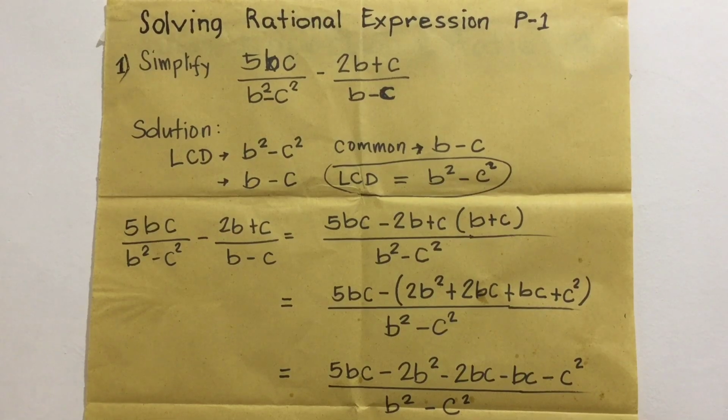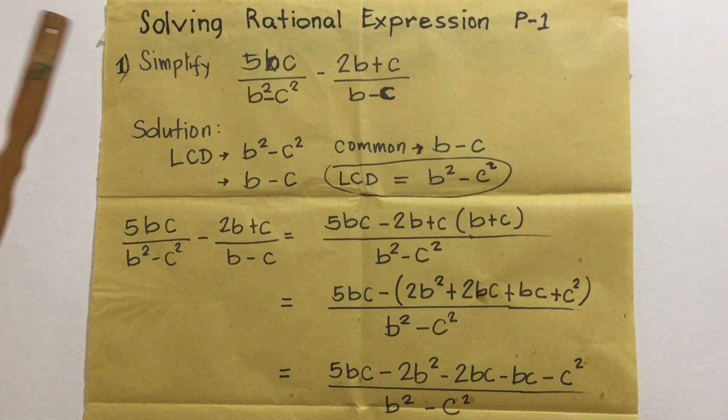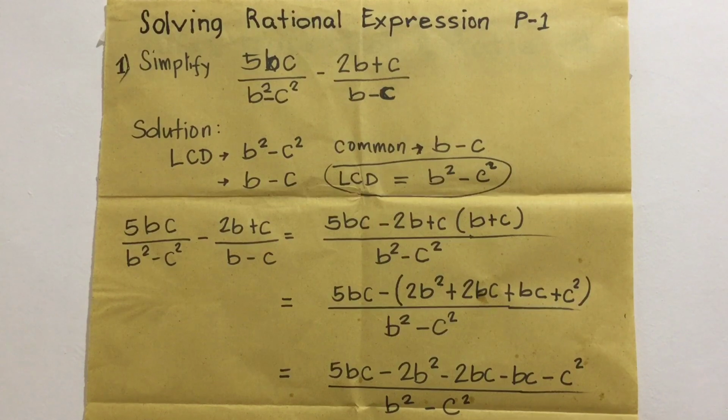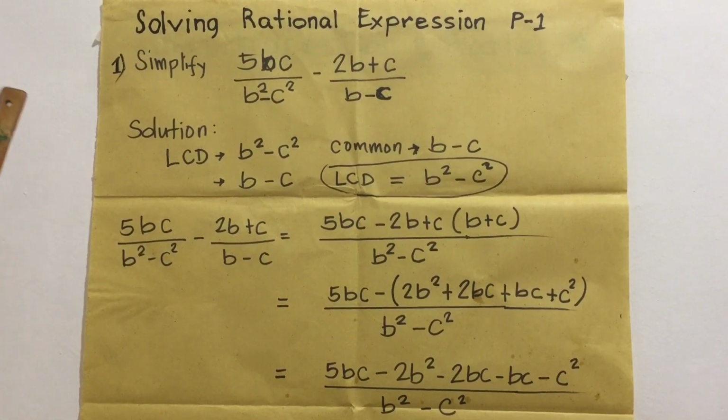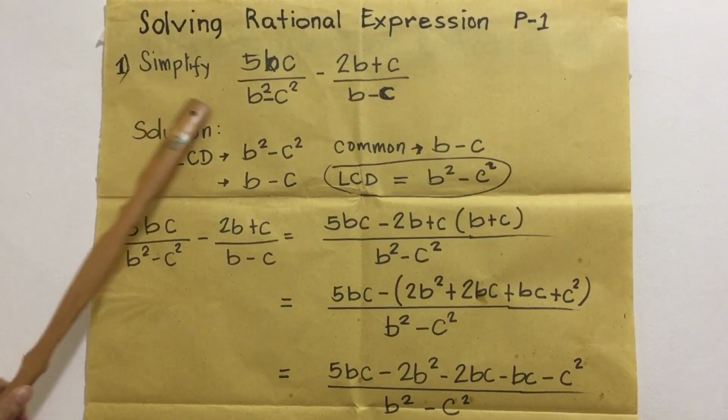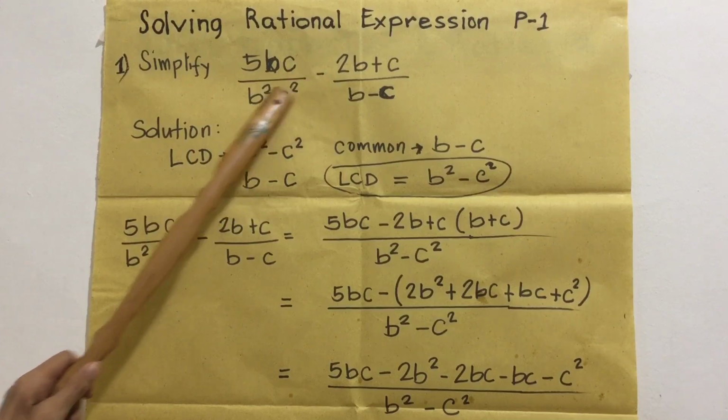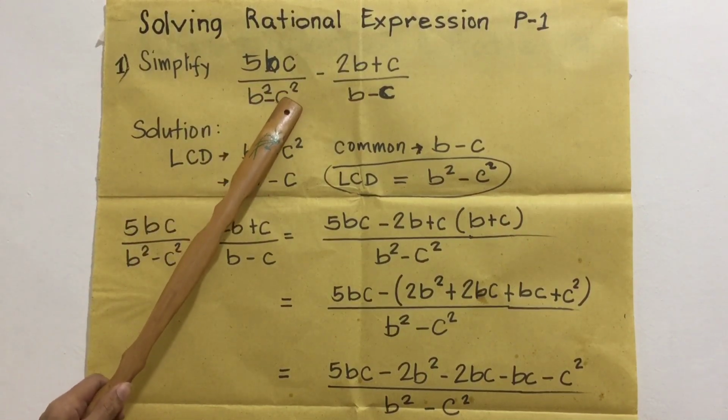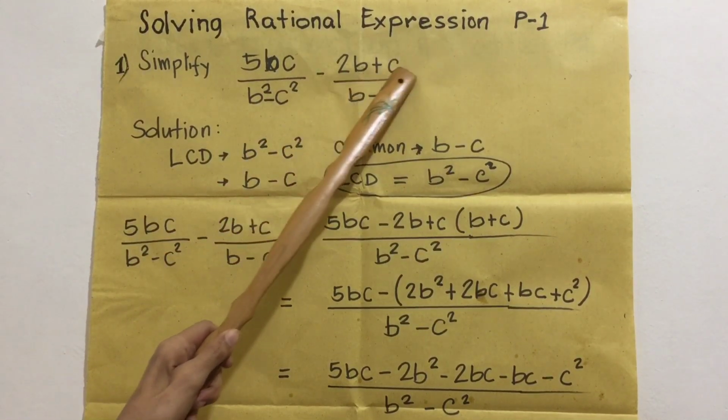Hello everyone, today our discussion is about solving rational expressions. Okay, number one, the question is: simplify 5bc over b squared minus c squared, then minus 2b plus c over b minus c.